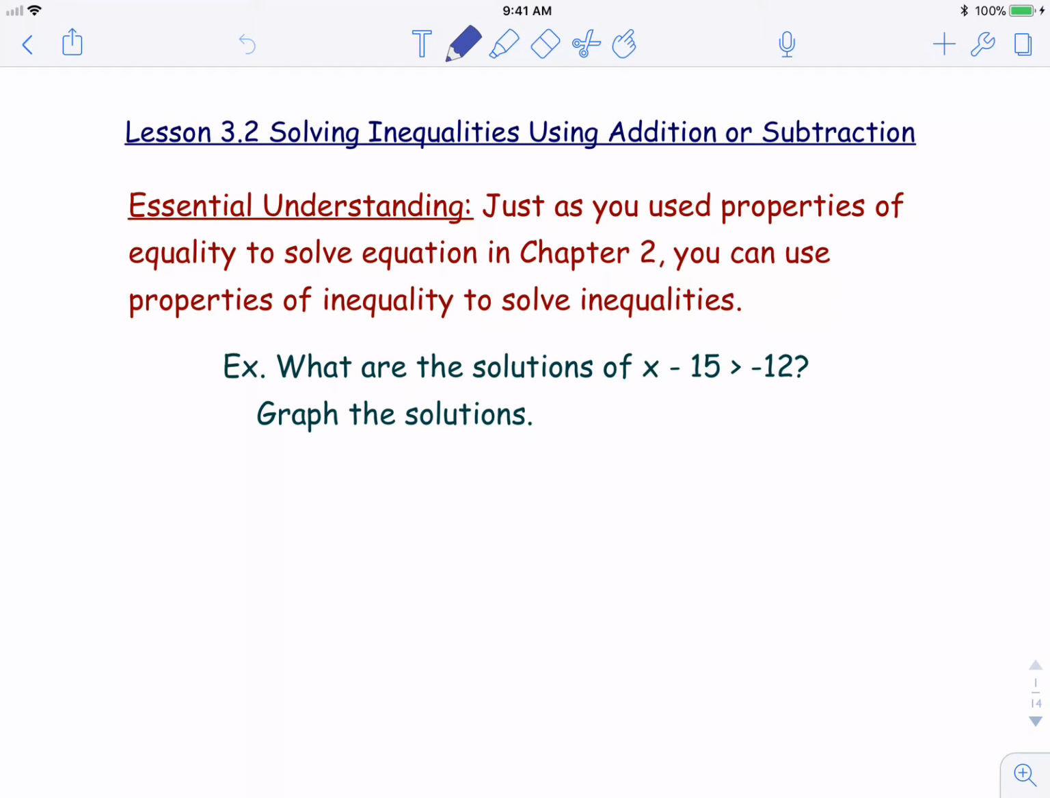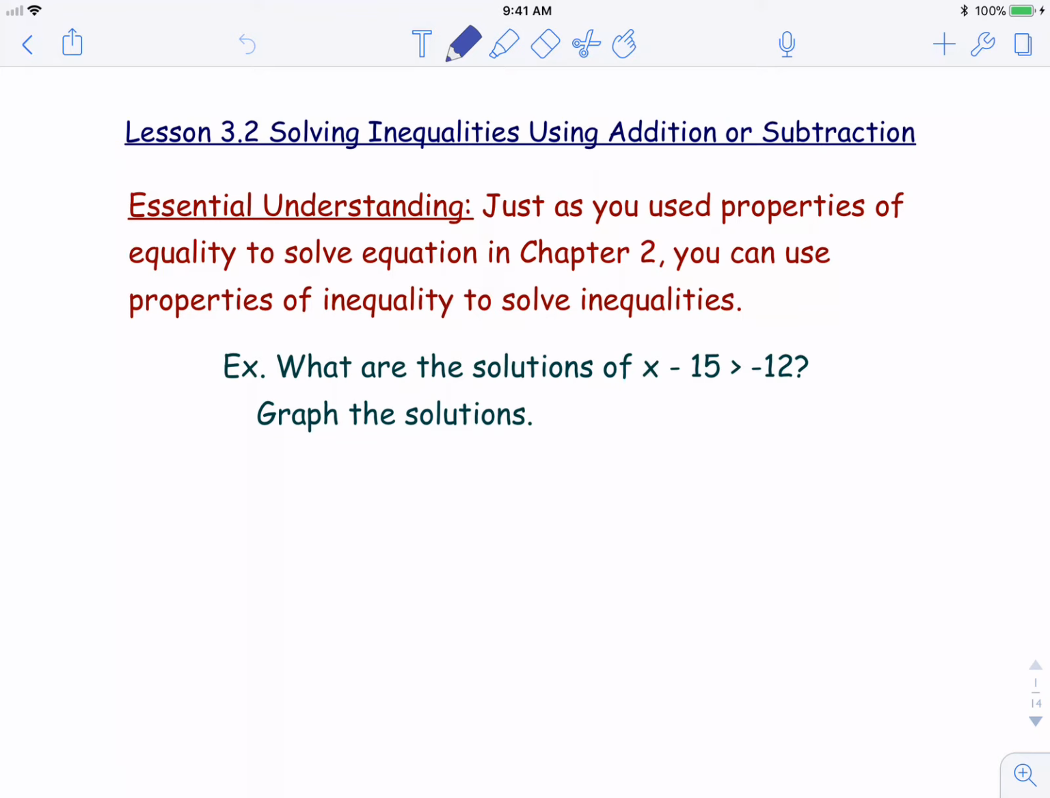The next topic we're going to talk about is solving inequalities using addition or subtraction. Just like in chapter 2, when we used inverse operations and those properties of equality to solve equations, we're going to use those same properties and inverse operations to solve inequalities. In this first example, it asks what the solutions of x minus 15 is greater than negative 12 are, and then asks us to graph the solution.